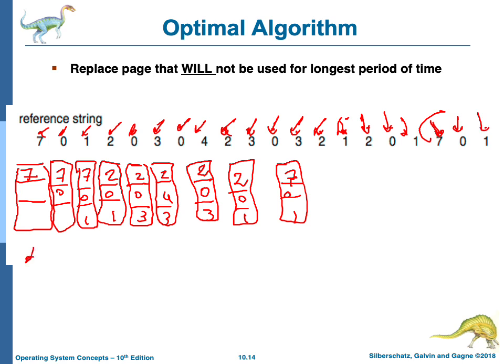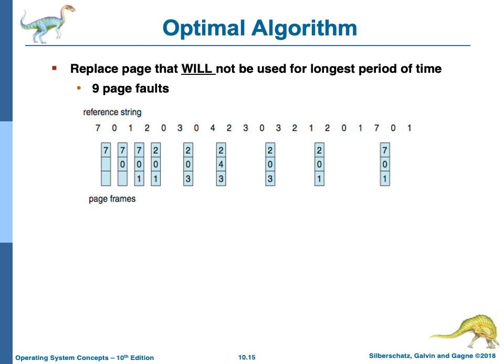So a total of 1, 2, 3, 4, 5, 6, 7, 8, 9 page faults if we're using the optimal algorithm. And this is the final view of memory after applying the optimal algorithm.